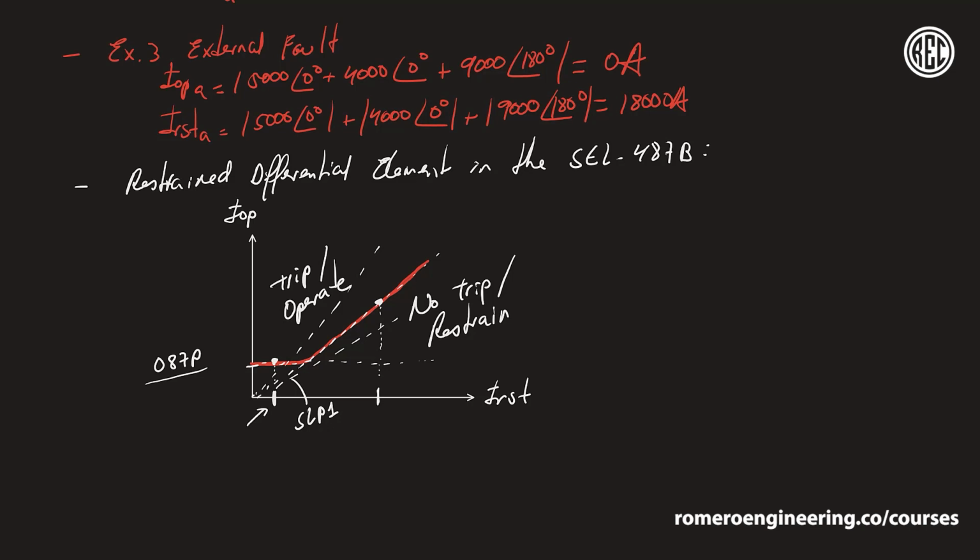So that's why we need what's called a restrained differential element, which again, the SEL 487B implements in the way that we've defined here, but all the relays have very similar characteristics.